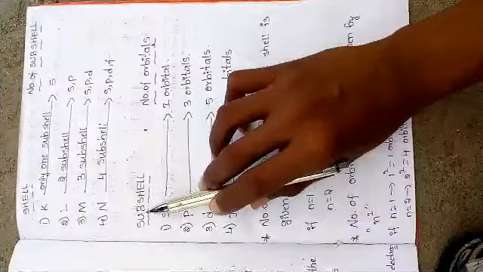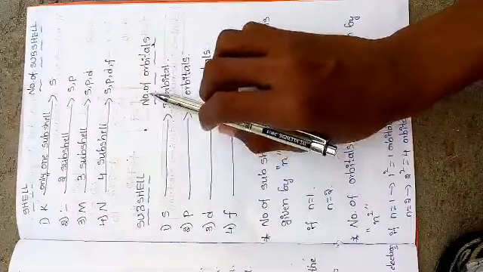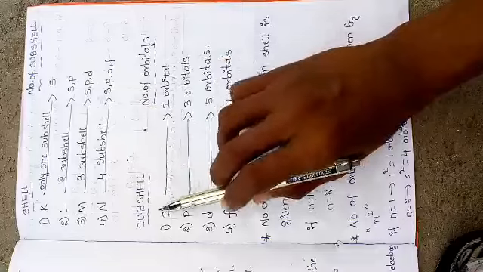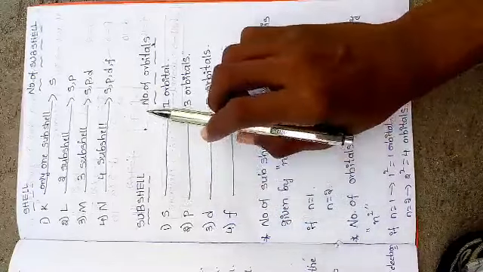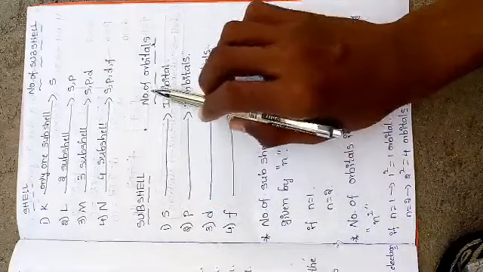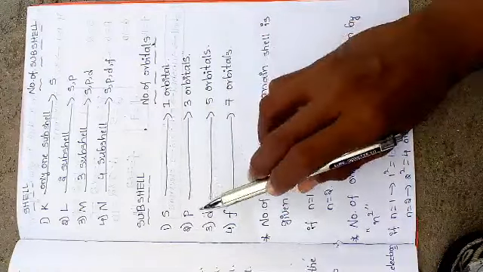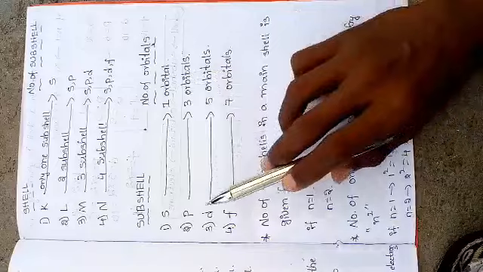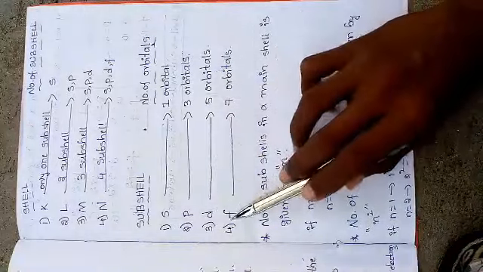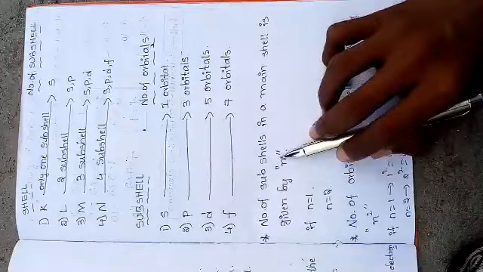Now we are going to discuss the subshells with their number of orbitals. Already we have learnt about the subshells. Now we are going to discuss subshells with their number of orbitals. First subshell, S subshell, has 1 orbital, P subshell has 3 orbitals, D subshell has 5 orbitals, F subshell has 7 orbitals.